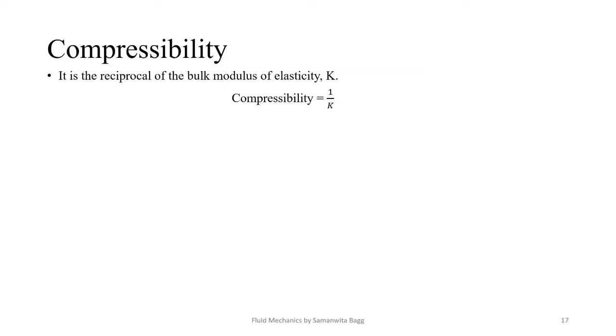Next, let's talk about compressibility. It is the reciprocal of the bulk modulus of elasticity K. So I can say compressibility is 1 upon K. That's the simple formula for compressibility. If you want to know the unit of compressibility, then it is going to be the reverse of the unit of K. So it will be meter square per Newton.